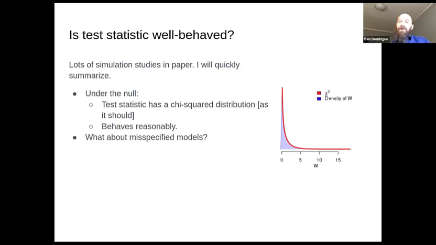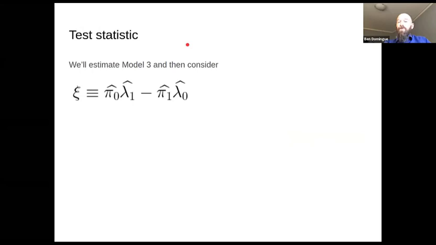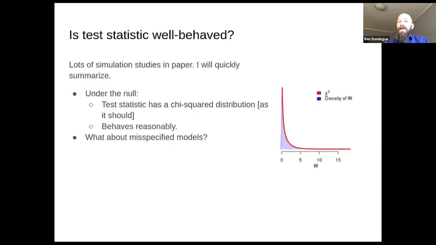If we're working under the null, where model 2 is true, and we estimate the test statistic using estimates of model 3, right? So we estimate model 3, plug those estimates in to this form for the test statistic, and then consider its shape. It ends up being a chi-squared distribution, which is exactly what we would predict. The red curve here is just a chi-squared statistic for the appropriate degrees of freedom. The blue is a density over a bunch of simulated data, and you can see these two things line up perfectly.